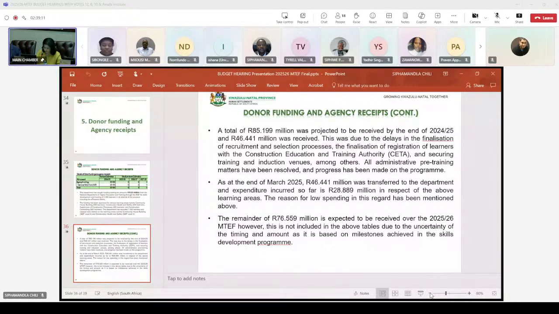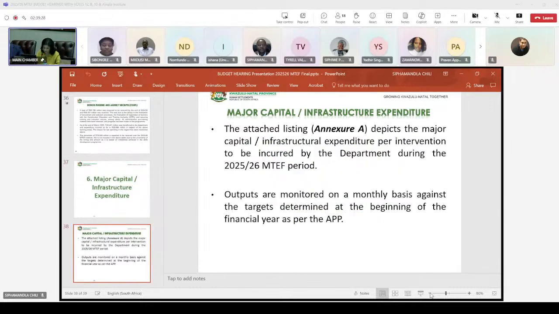However, it's not included in our tables because of the uncertainty of the timing and the amount, as it is based on milestones achieved in the skills development program, but they will be included over the MTEF as and when they're finalized. In terms of Chapter 6, page 38, we're just confirming that we've attached a list as an annexure that depicts our capital and infrastructure expenditure per intervention to be incurred over the MTEF period, and that outputs are monitored on a monthly basis.